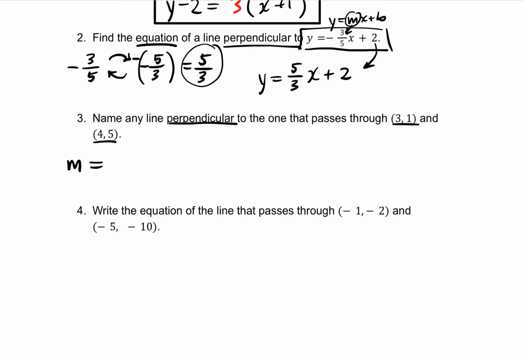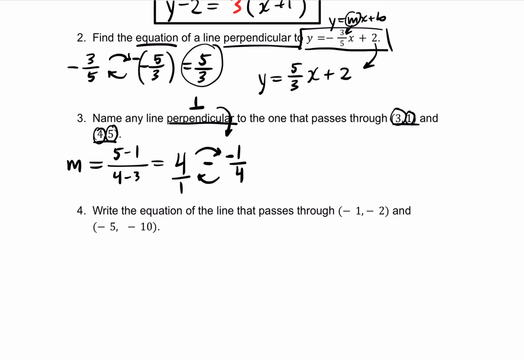So the slope of this line is y2 minus y1, that's 5 minus 1, over x2 minus x1, 4 minus 3, and we get that it is 4. So on the bottom it'd be 1, and it simplifies to 4. Now, we want the opposite flip of this because we want it to be perpendicular. We want the slope of our actual line to be perpendicular. So we're going to flip it to 1/4, because really it'd be 4 over 1, right? And we're going to flip it to 1/4 and make it negative, to negative 1/4.